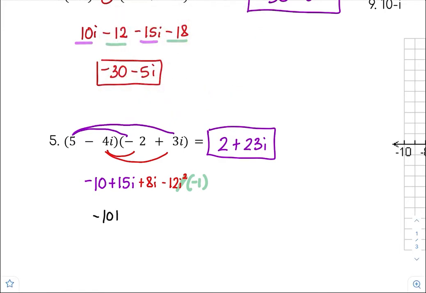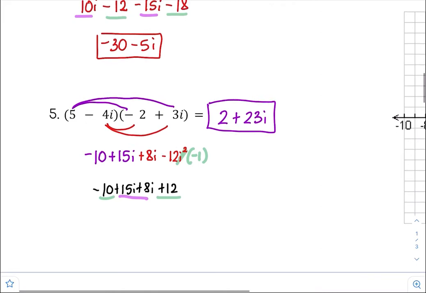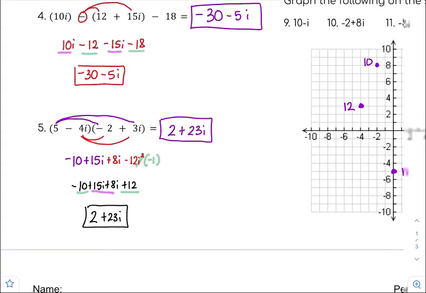So I'm just going to rewrite the first 3 terms, but then negative 12 times negative 1, that's a positive 12. Combine the reals, combine the imaginaries. So you're going to get 2, negative 10 plus 12 is 2, 15 plus 8, 23i. And again, it has to be in standard form, a plus bi form.